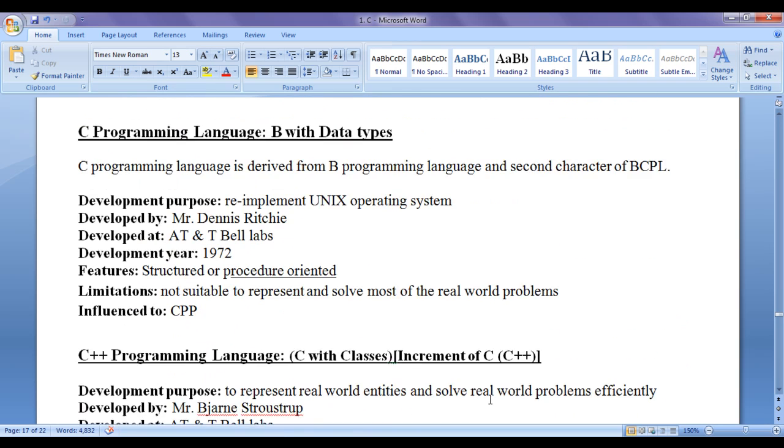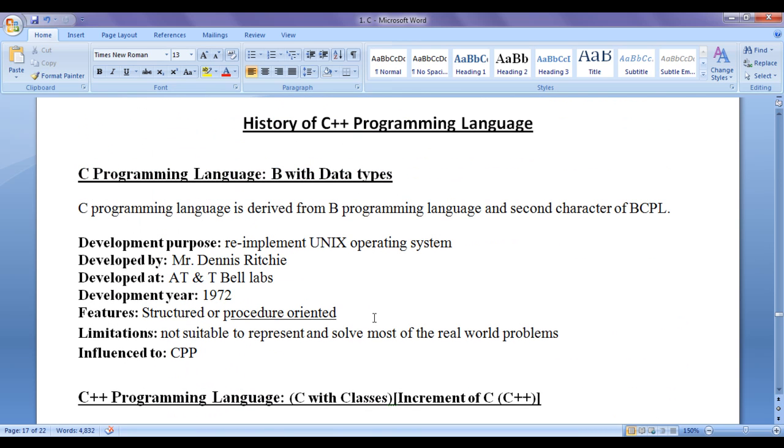This is a brief history of C++. I hope you guys have understood the history of C++. For this tutorial, this much is enough, friends.